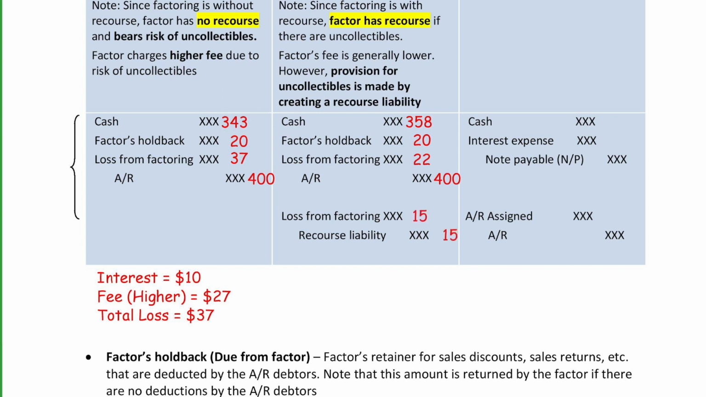Make notes now. Interest is equal to $10. Fee within bracket lower is equal to $12. Recourse liability is equal to $15. Total loss, that again calculates to $37.